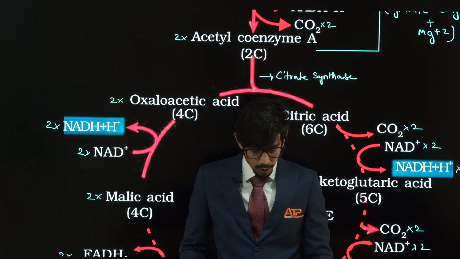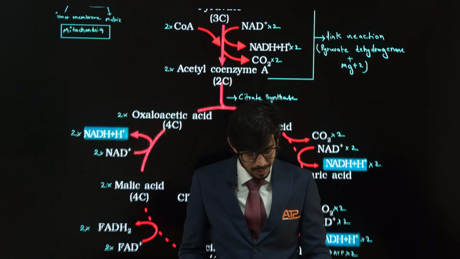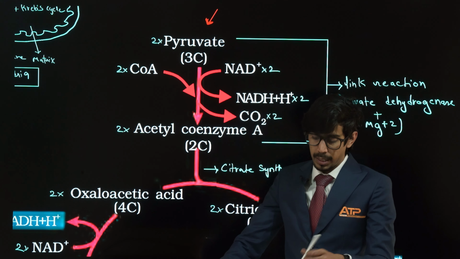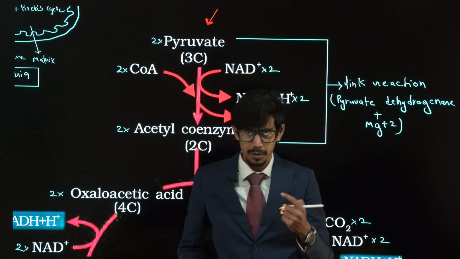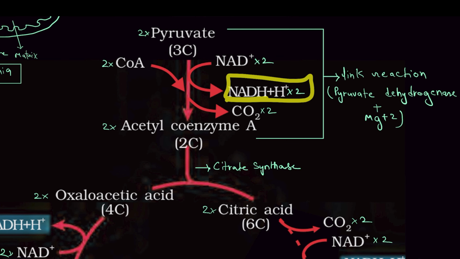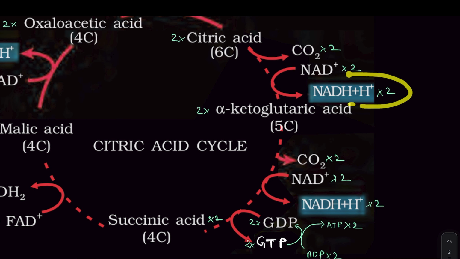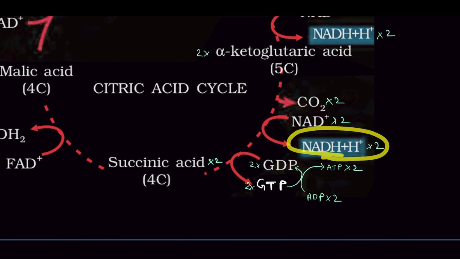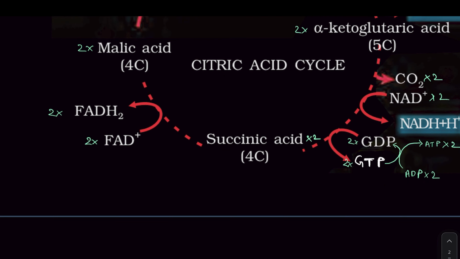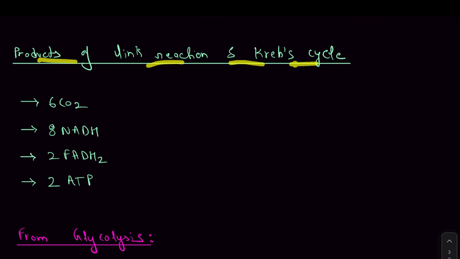Now see what will happen here. Just see total how many NADH we are getting from the link reaction and Krebs cycle. It's very simple. Count here. We are getting 2 here, right? So 2. Then we are getting 2 here. So 2 plus 2, 4. We are getting 2 here. So 4 plus 2, 6. And we are getting 2 here. So 6 plus 2, 8. Total 8 NADH we got here. So I have written here products of link reaction and Krebs cycle.